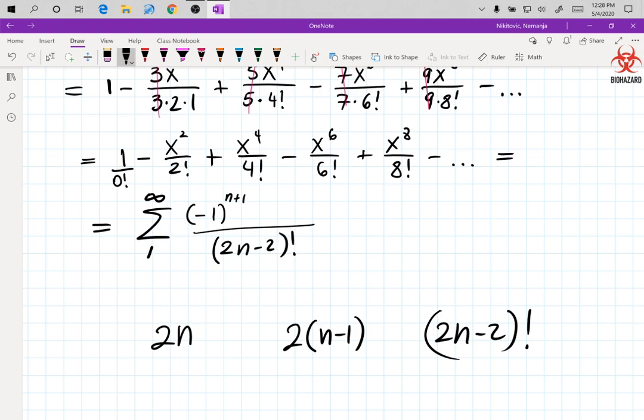If you didn't follow this, let's see what happens when I plug in 1. When I plug in 1, 2 times 1 is 2, 2 minus 2 is 0, I get my 0 factorial. When this switches to 2, 2 times 2 is 4, minus 2 is 2, 2 factorial. When this switches to 3, 3 times 2 is 6, minus 2 is 4 factorial. So I have that. So now the denominator works. And as we know, the power over here has to match the denominator. There we go.